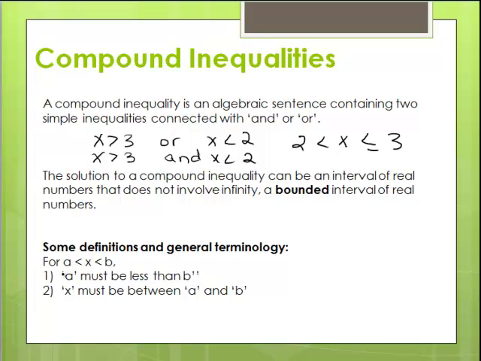Your compound inequality, unless it's an "or", will look like this: a is less than x is less than b, but a is just a number and b is just a number. And a must be less than b. And x, whatever it happens to be, has to be between a and b.